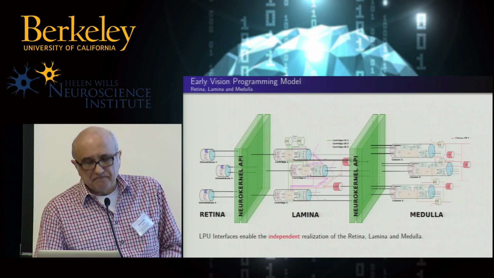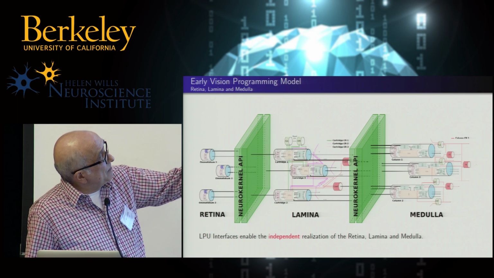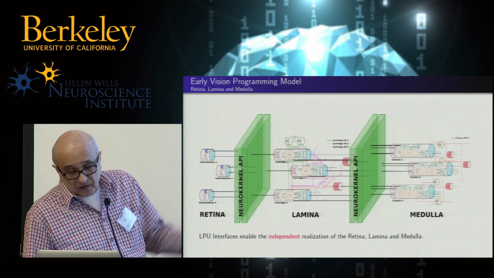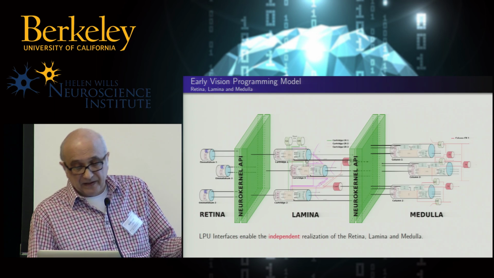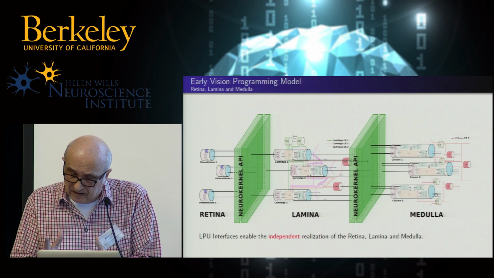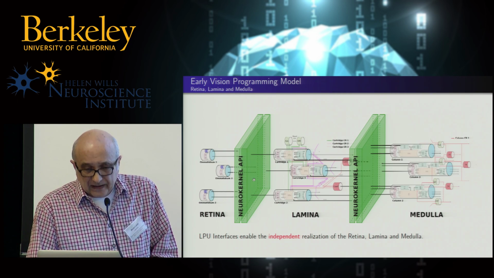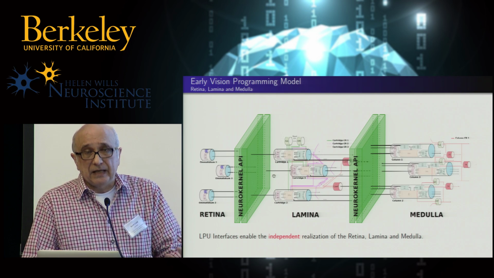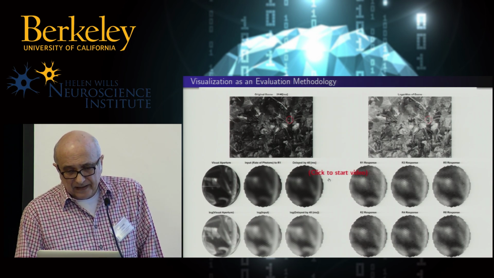And so we have experimented with this. Specifically, we have published an API, and if you look at this architecture, let's say for the early vision system, it consists of retina, lamina, medulla. They can be developed by independent groups, but if you have the APIs, essentially this can be plugged together, you can compile it, and then you can run it. And here is my last slide.